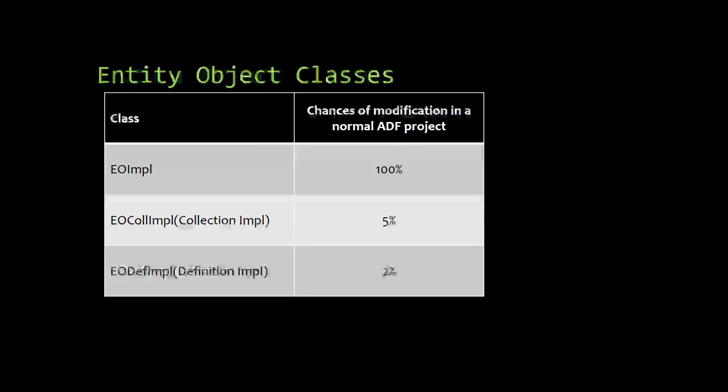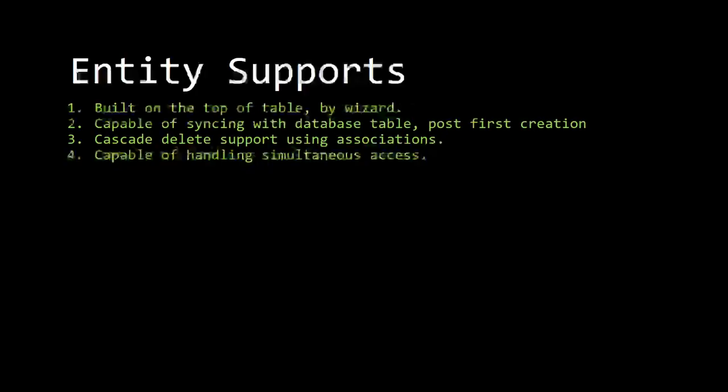This is just from my experience. The employee EOIMPL class is very much used, and in every entity or every ADF project you have to modify it. Collection IMPL is about 5%, definition IMPL is 50%. That's what I have seen in any project where we have changed it or explicitly added it.